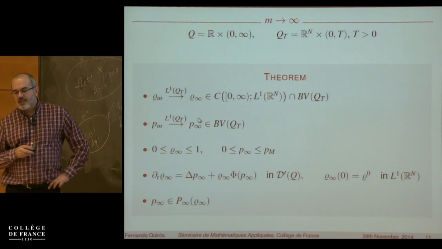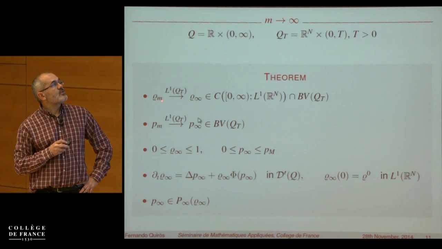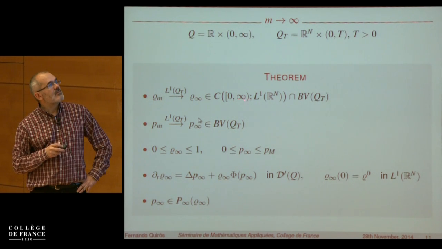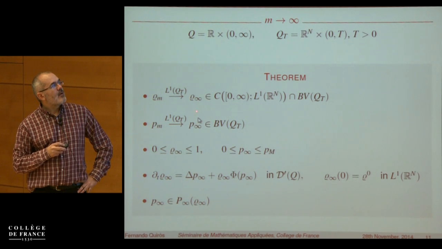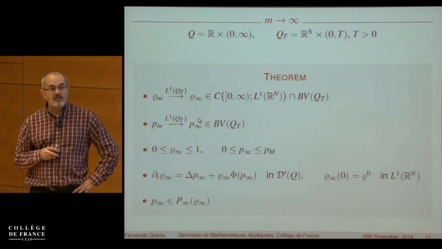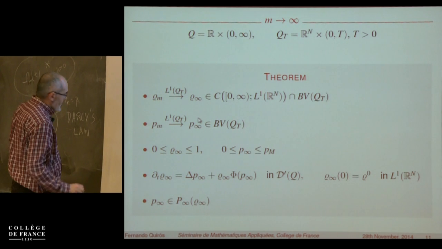And where is it that we have convergence? We have convergence in L1, both for the density and the pressure. But about the limits, the limit for rho is continuous in L1, and it's a BV function. But the limit for the pressure is not a continuous function in any L^p space, but it's still a BV function. Okay?